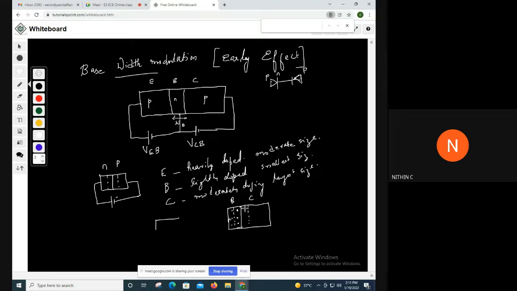But here the doping is more, so you will be having more number of holes since it is P. This is the P side junction that I am drawing. So here you will be having more holes, say 6 holes.